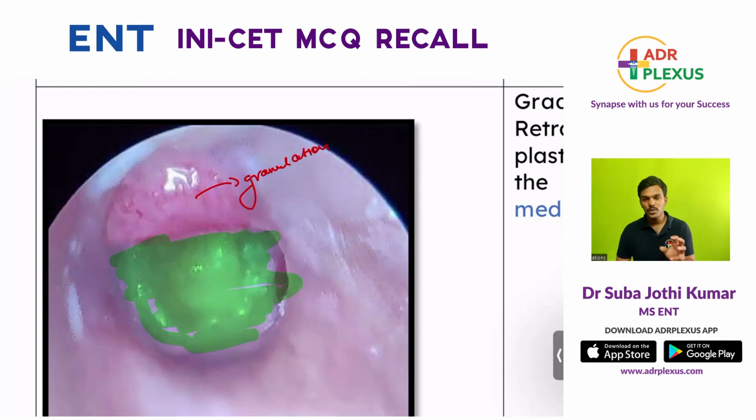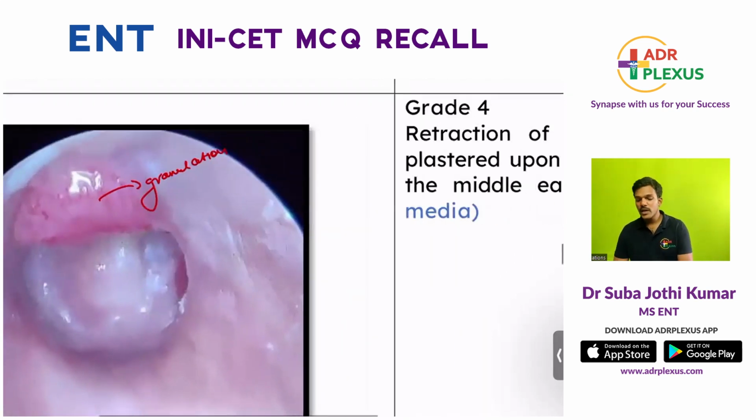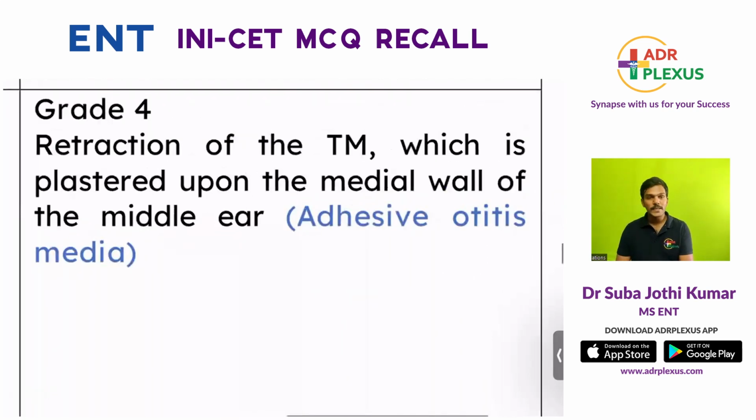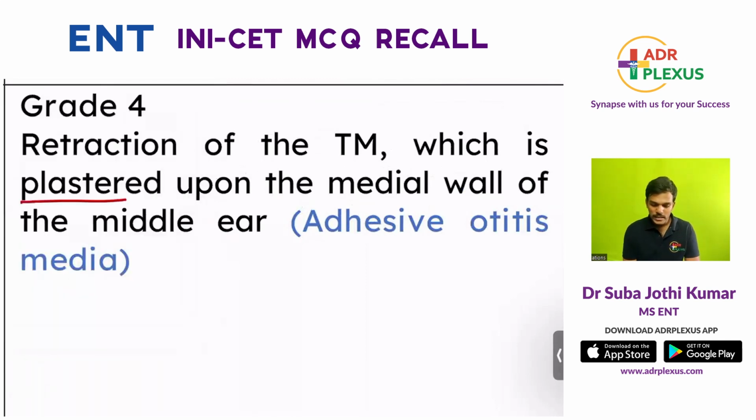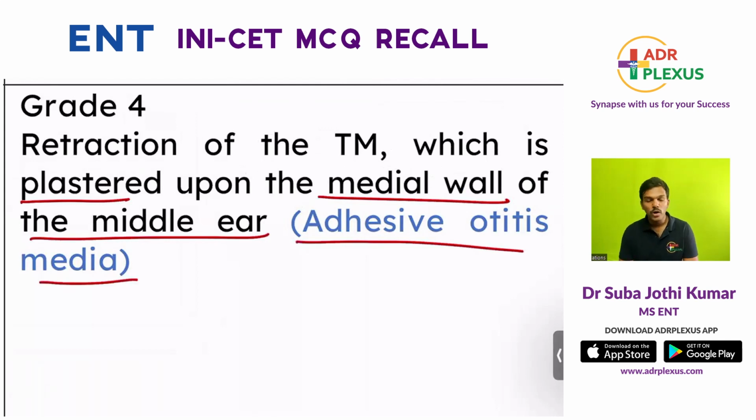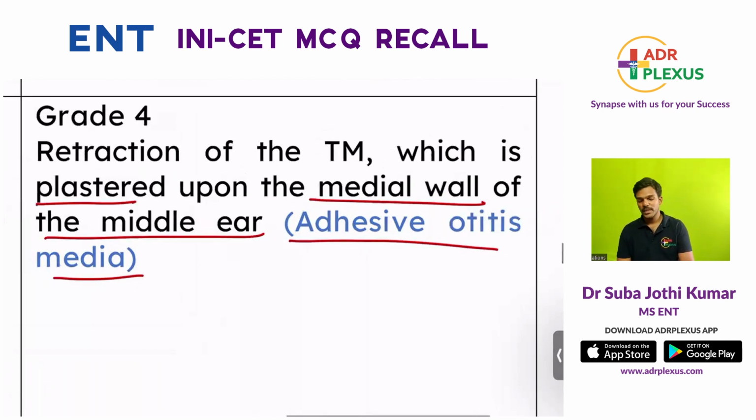So you should also be able to differentiate whether it is granulation, or a polyp, or a plain retraction packet. So here there is a plain retraction packet where there is complete plastering of the tympanic membrane with the medial wall of the middle ear. Plastering upon the medial wall of the middle ear is called adhesive otitis media.